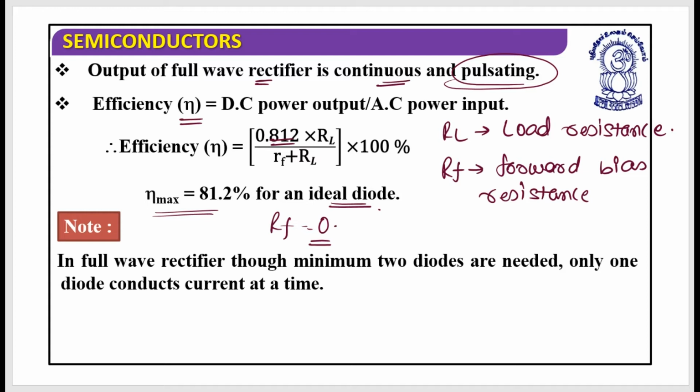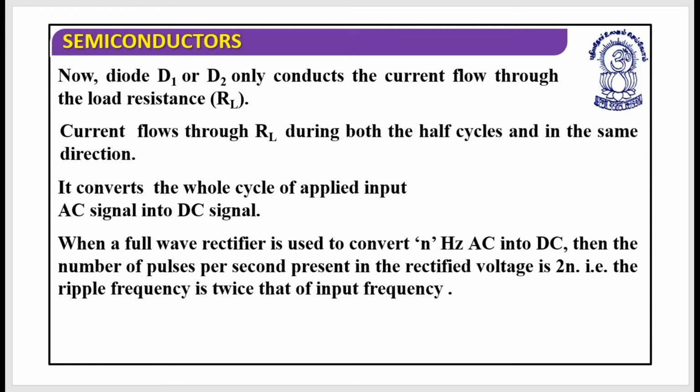Yes. So in a full wave rectifier, though a minimum of 2 diodes are needed, only one diode conducts current at a time. Now diode D1 or D2 only conducts the current flowing through the load resistance, that is what we call RL, and current flows through RL during both the half cycles and in the same direction. So it converts the whole cycle of the applied input AC into a DC signal.